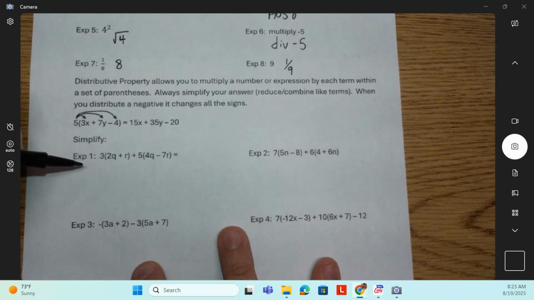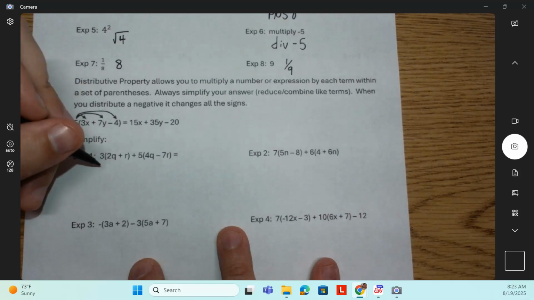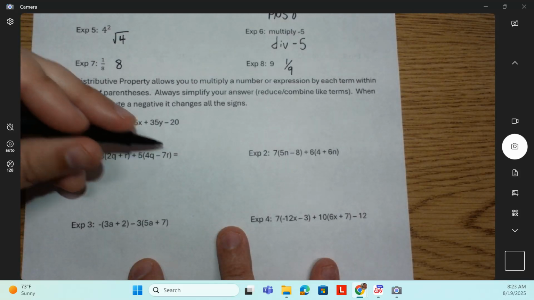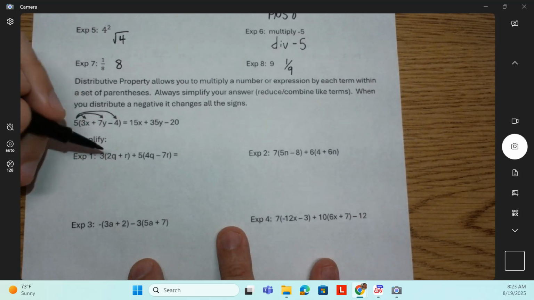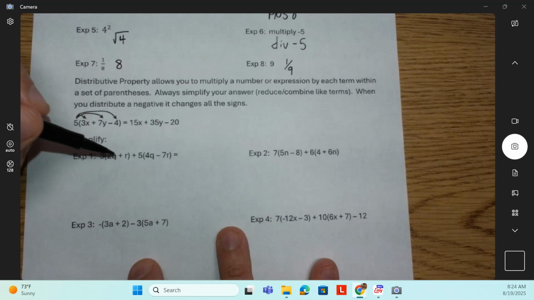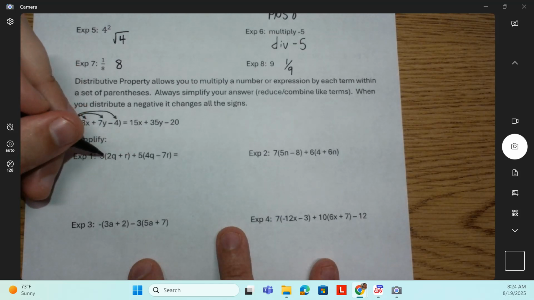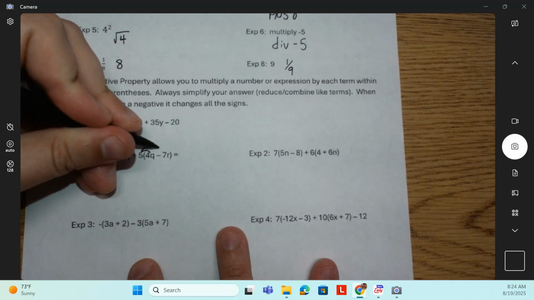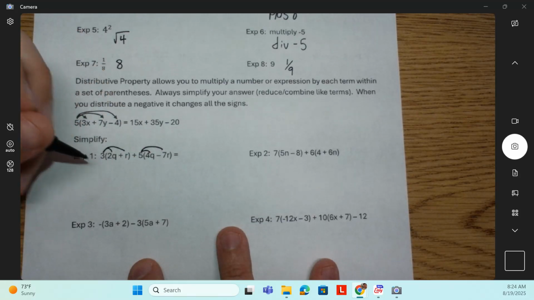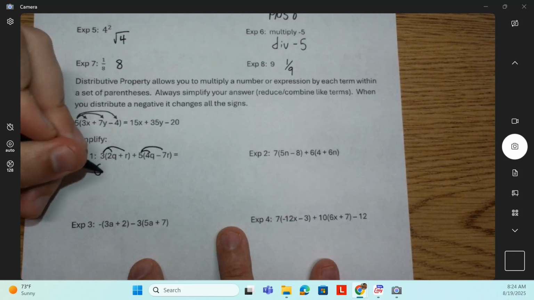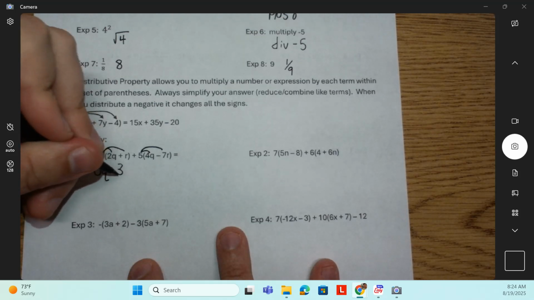Okay, so on my first example here, I've got 3 times 2q plus r plus 5 times 4q minus 7r. So as it is right now, I have q's and r's, but they can't combine because they're inside a set of parentheses. So what I'm going to do is when I distribute those, it's going to get it to where I can actually combine them. So 3 times 2 gives me 6q. And 3 times r just gives me 3r.